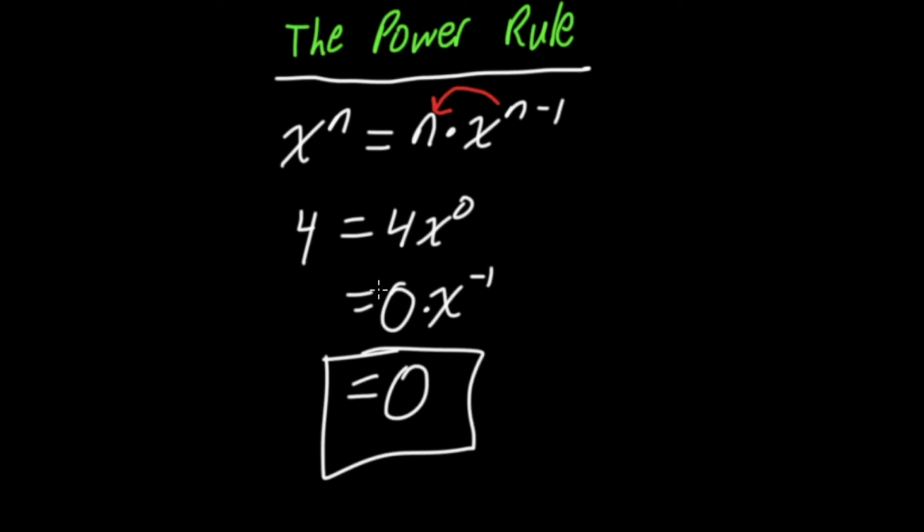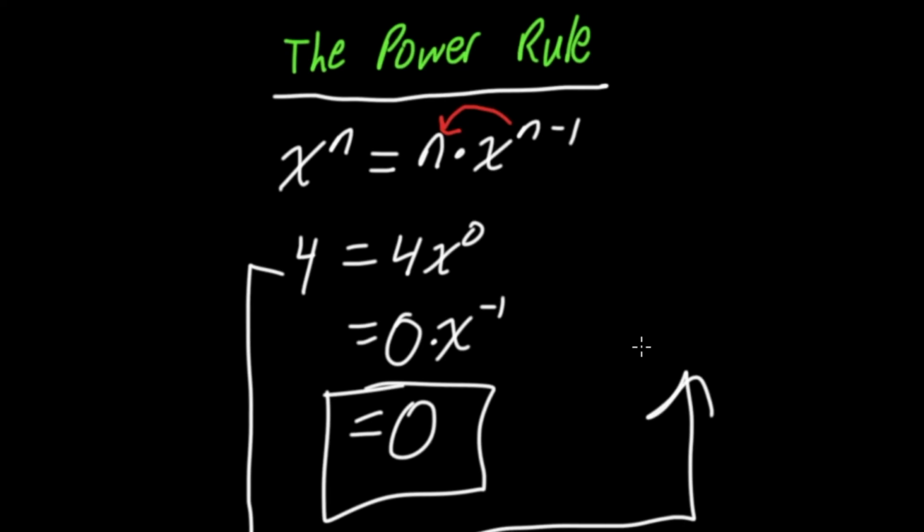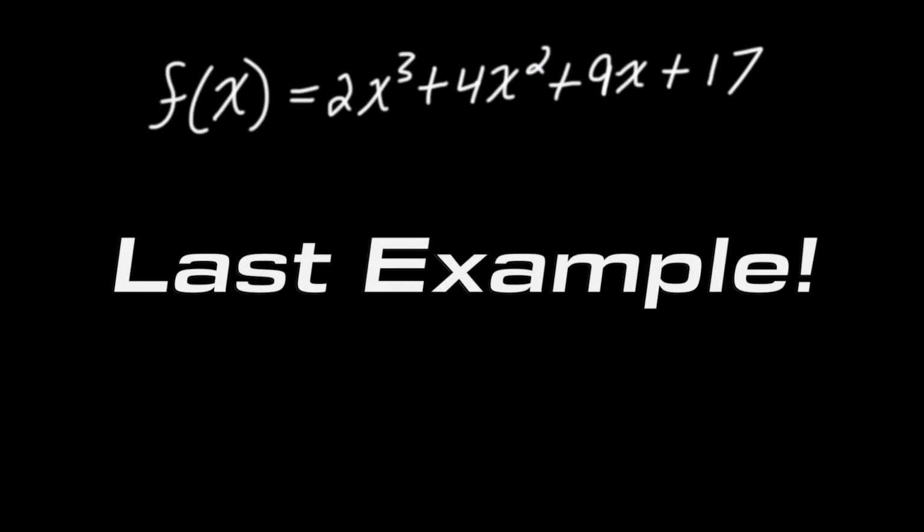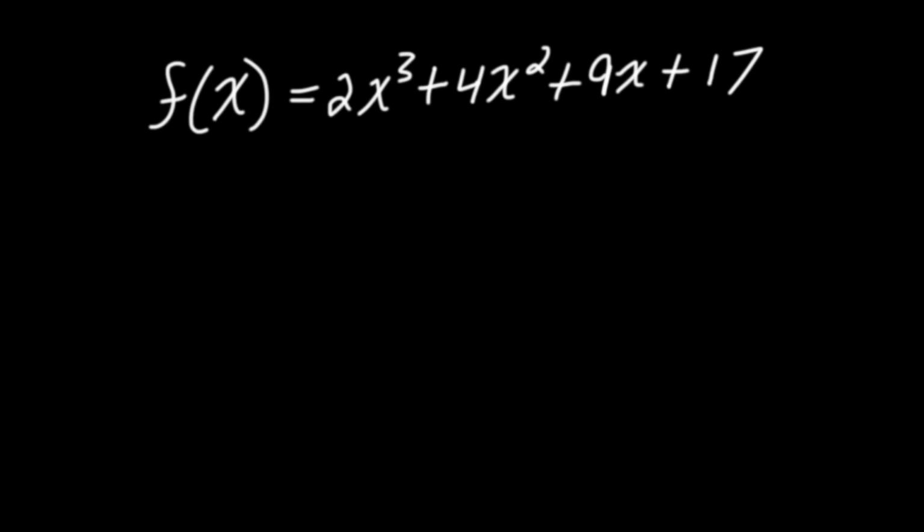This is another rule that you can learn. The derivative of a constant is always 0. And we can see this by using the power rule. So this one will be a really hard one. We want to find the derivative of this function here. 2x to the power of 3 plus 4x squared plus 9x plus 17.